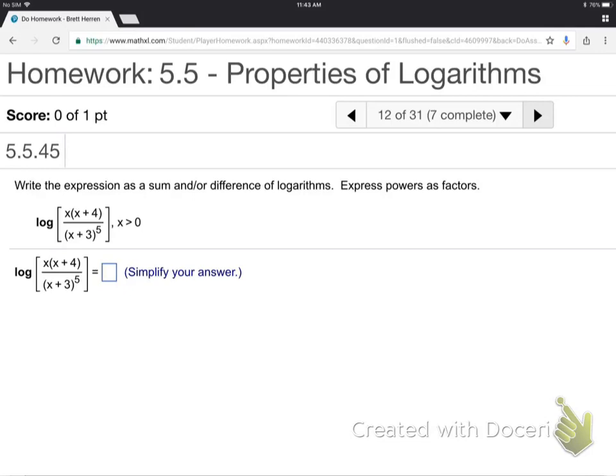So let's try that one. Same kind of thing. Break it into a few logs there. Do you see the different pieces? How many pieces do we have inside that log? X alone, x plus 4, and x plus 3. 3 pieces, right? 3 separate things multiplied and divided, right? So that'll be 3 different things added and subtracted, right? 3 different logs added and subtracted.